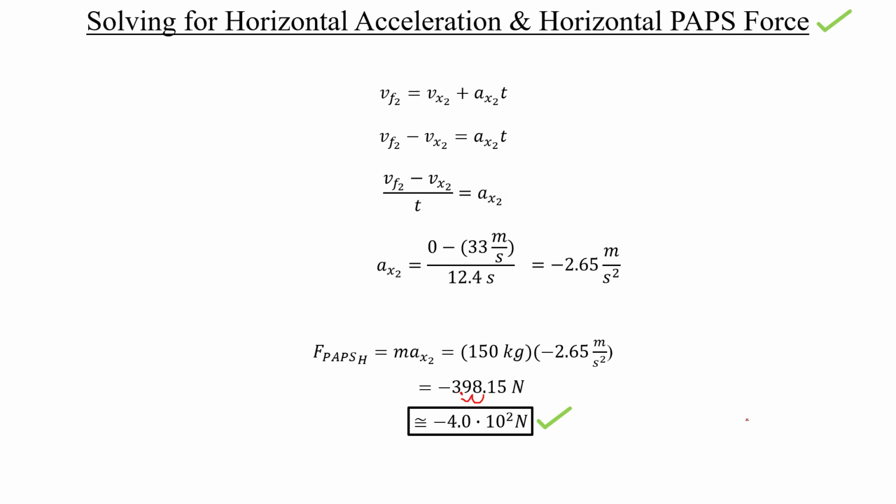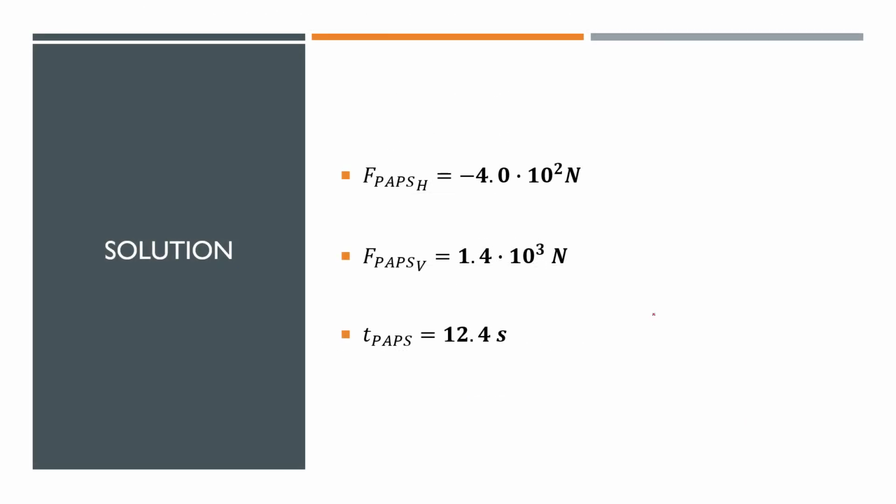Let's bring these all together on the solution card. So we have our horizontal PAPS force, which pointed to the left, being represented by this negative value. We have our vertical PAPS force pointing in the plus y direction, being represented by this positive value. And here was the amount of time that the PAPS is going to be engaged. It's the same amount of time it takes to slow the Explorer down in the y direction as it does in the x direction. And now we have successfully designed a cliff jump mechanism for our Martian Explorer.